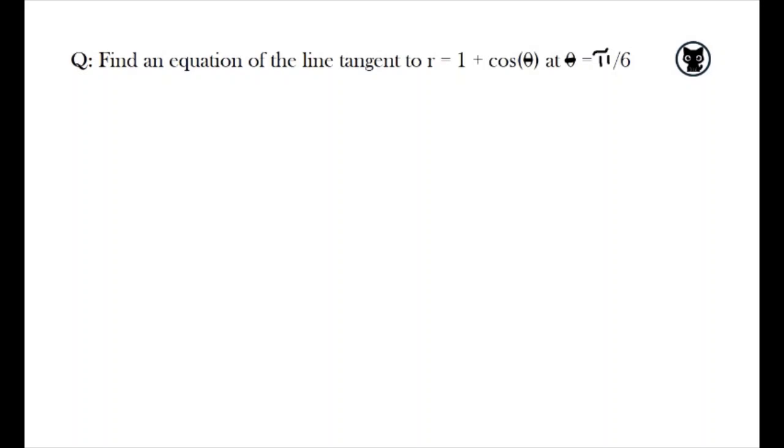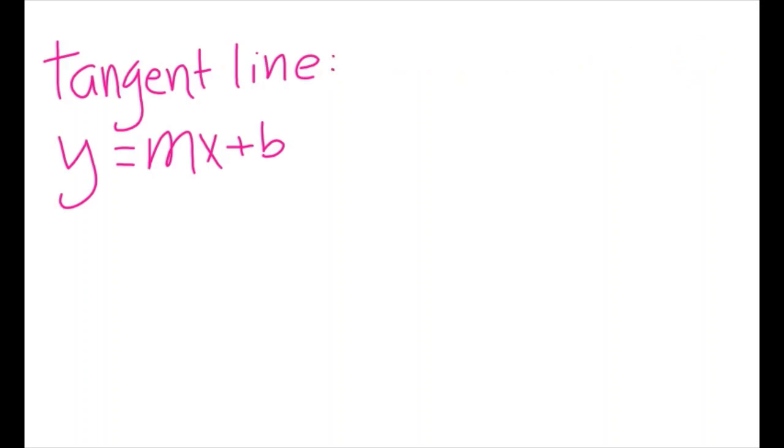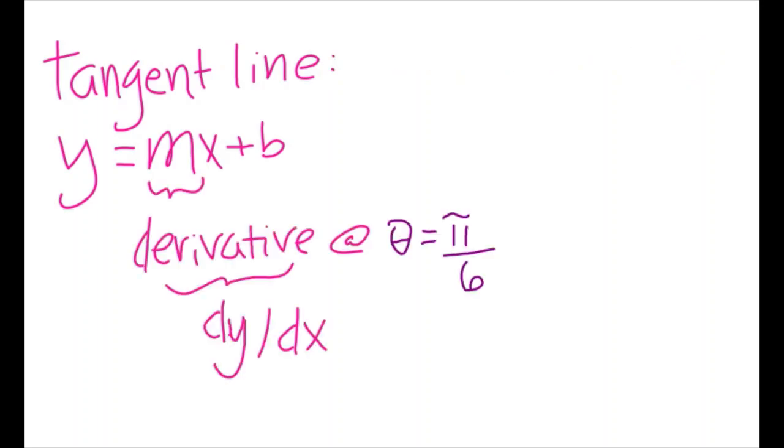Hey guys, so a classmate asked, how do you find the equation of the line tangent to r equals 1 plus cosine theta at theta equals pi over 6? To actually solve for our tangent line, we would first need to find its slope. Remembering that the slope of our tangent line is just the derivative of our original function at the given point, pi over 6, we need to find dy over dx.